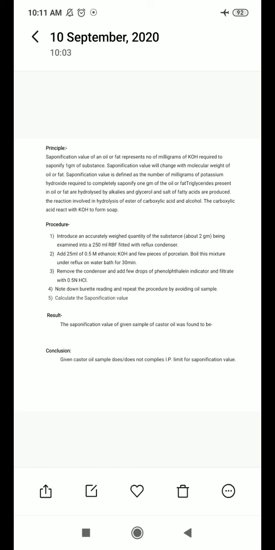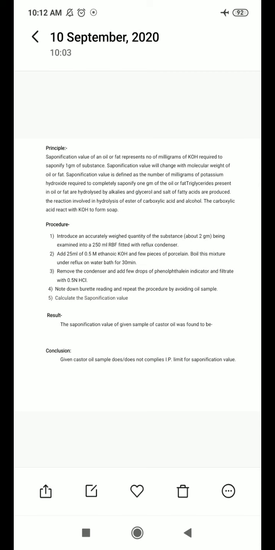Means what happens? Triglyceride or fat are hydrolyzed with the help of alkalis. Alkalis means your KOH. KOH is an alkali, means a base. Another name for base is alkali. Base is used for hydrolyzing the fat or your oil sample, and glycerol and salt of fatty acids are produced. After hydrolysis, what is your product? Salt of fatty acids are produced.